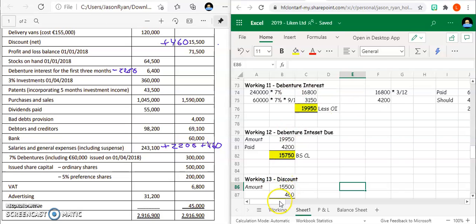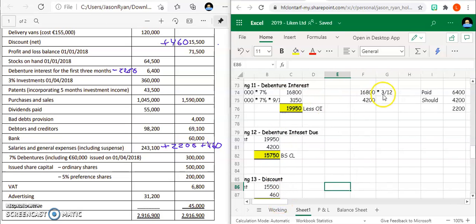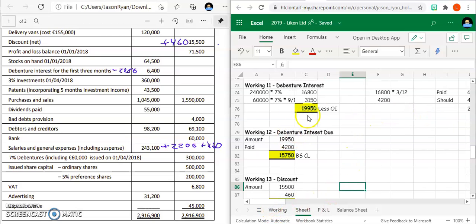From that, we found out how much we should have paid, which for 3 months should have been 4,200. We did pay 6,400. So we reduced it by 2,200 to get the correct figure: 6,400 minus 4,200, 2,200. So the debenture interest, 19,950, is how much we should have paid. We did pay 4,200, so we've left to pay 15,750. Balance sheet, as a current liability.